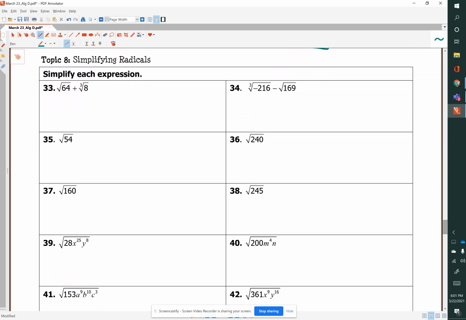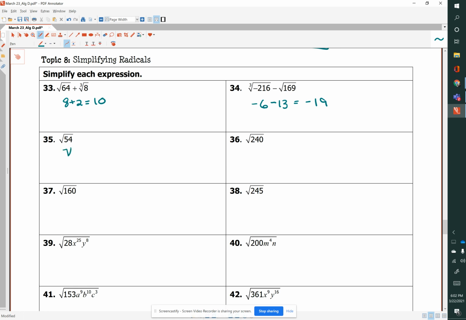Now we're going to simplify radicals. So the square root of 64 plus the cube root of 8, that's 8 plus 2, which equals 10. Number 34, the cube root of -216 is -6, minus the square root of 169 is 13, and that equals -19.